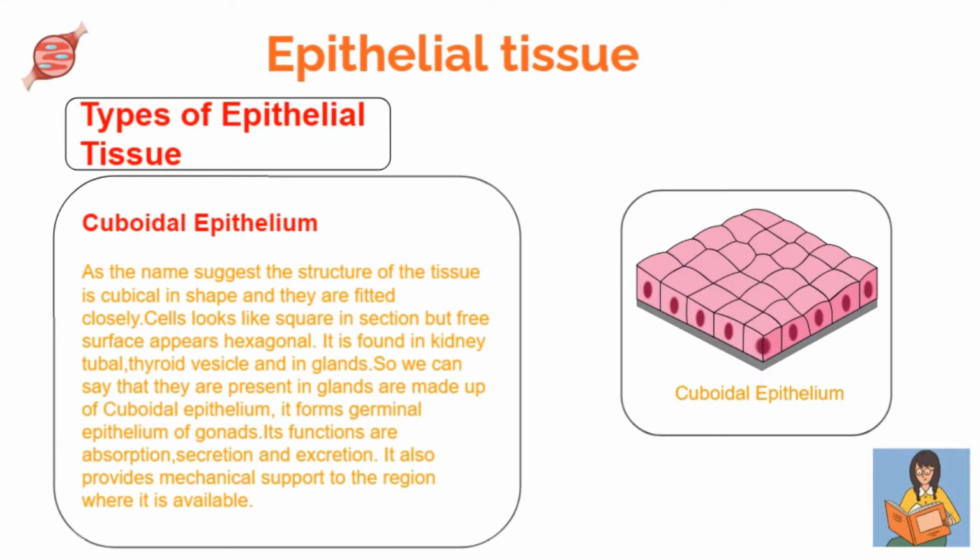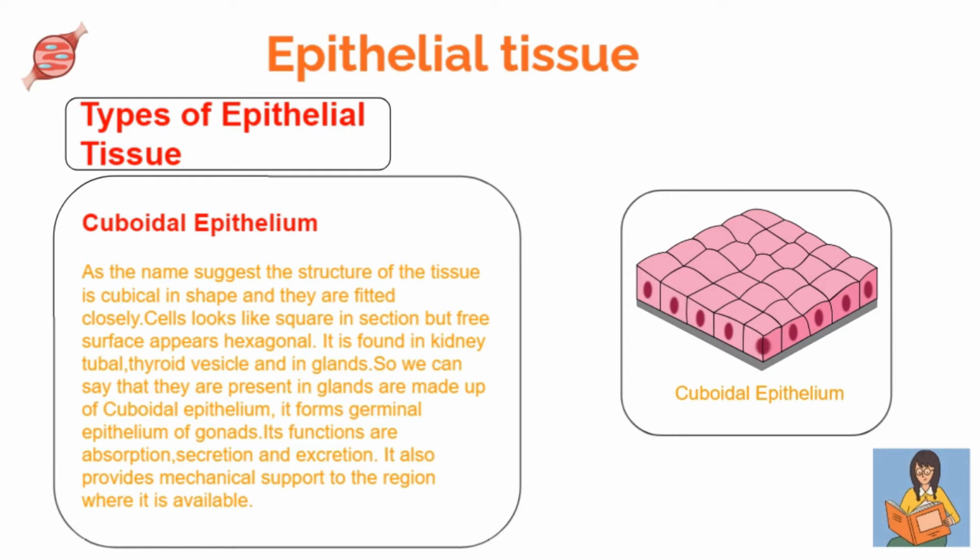The next type is the cuboidal epithelium. Cuboidal epithelium, as the name mentions, are structures that have cells which are cubical in shape and they are fitted closely. Cells look like squares in section but the free surface appears hexagonal. It is found in kidney tubules, thyroid vesicles and in glands. So we can say that basically they are present in the glandular cells or glandular tissues are made up of cuboidal epithelium. It forms germinal epithelium of gonads.